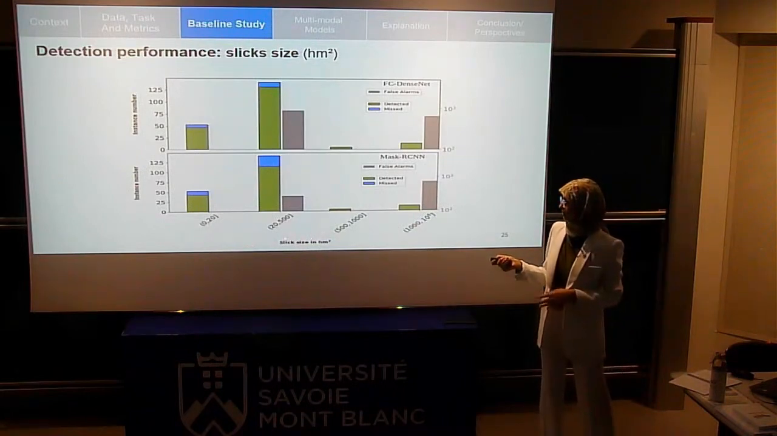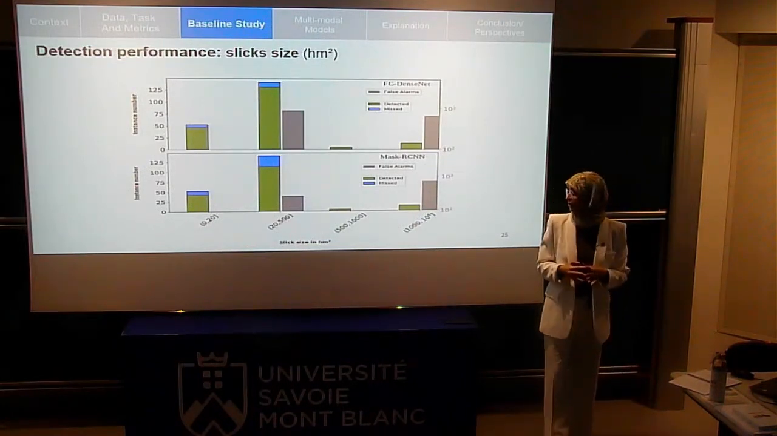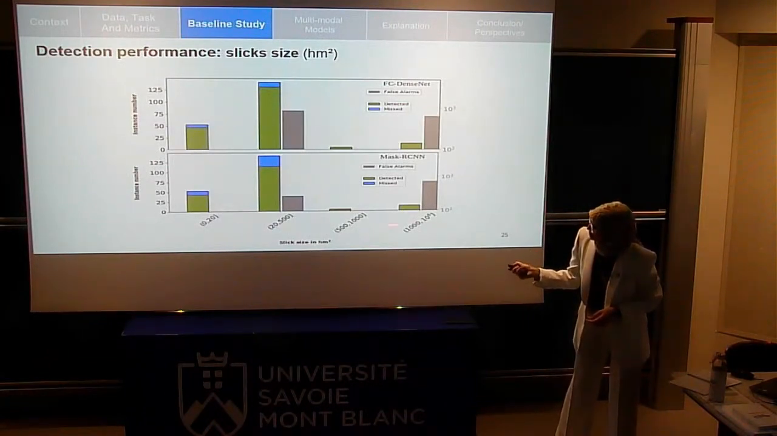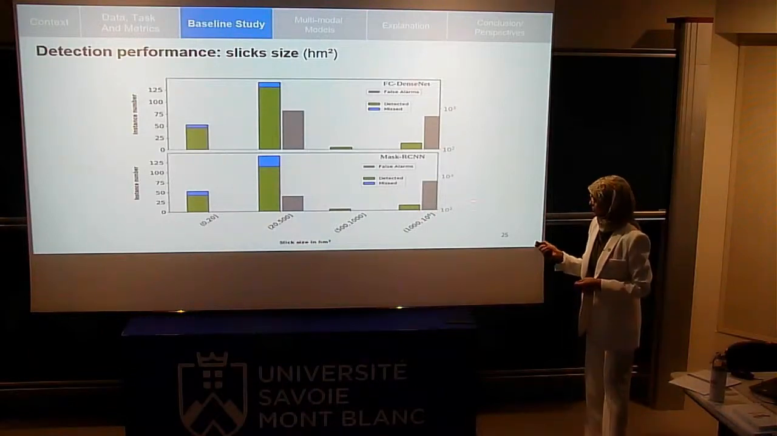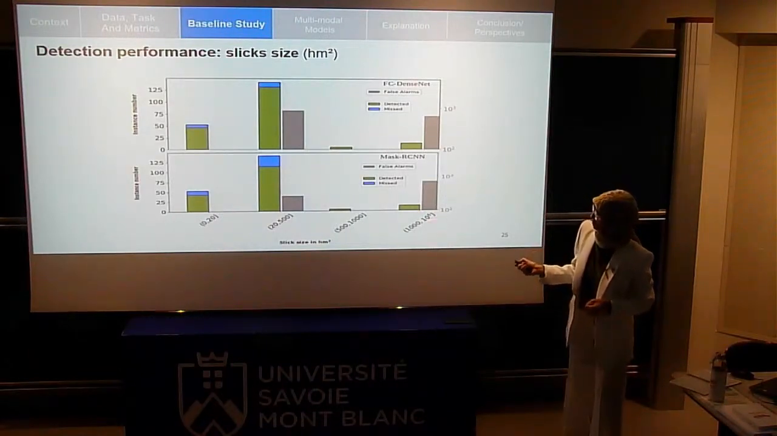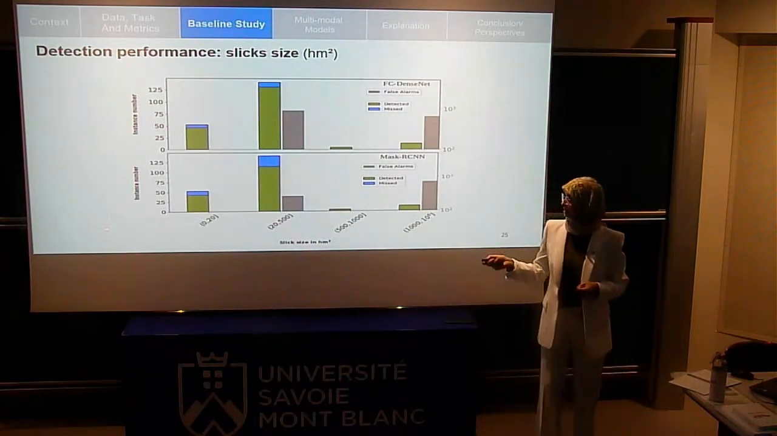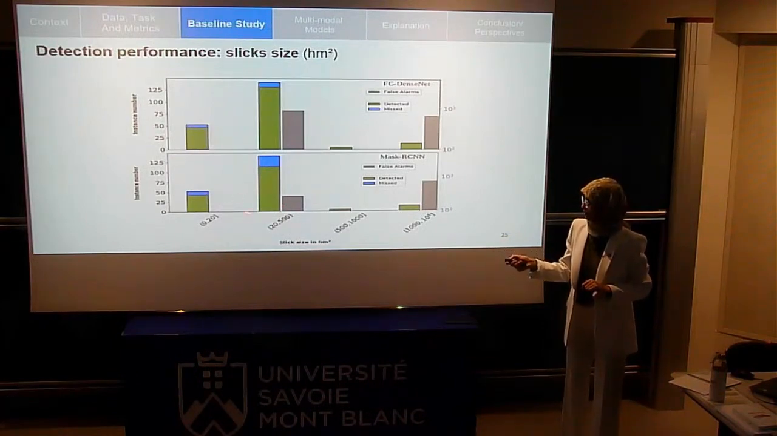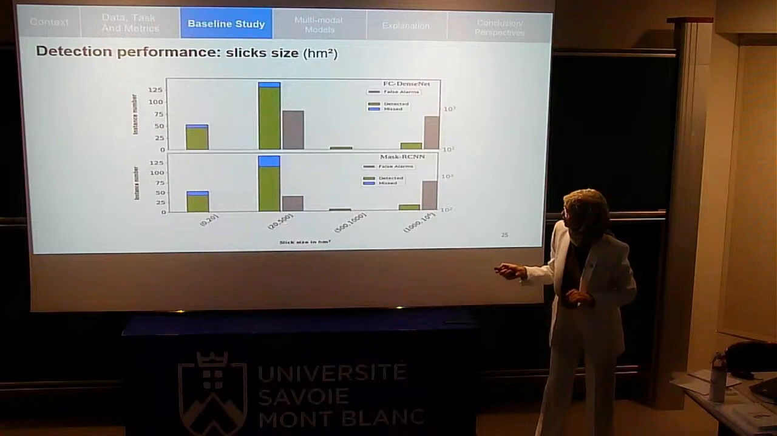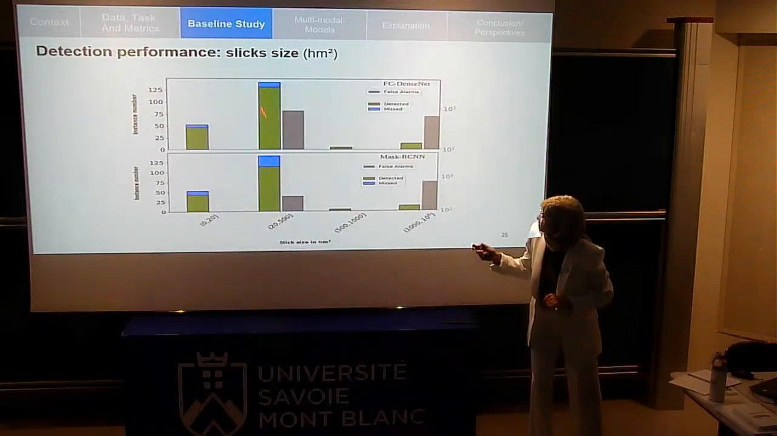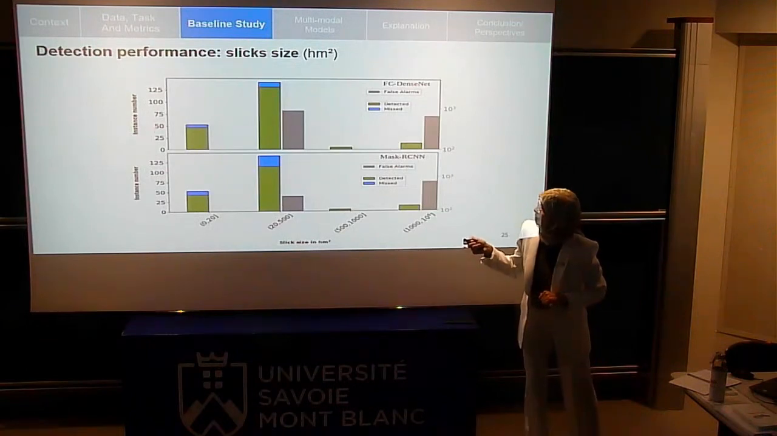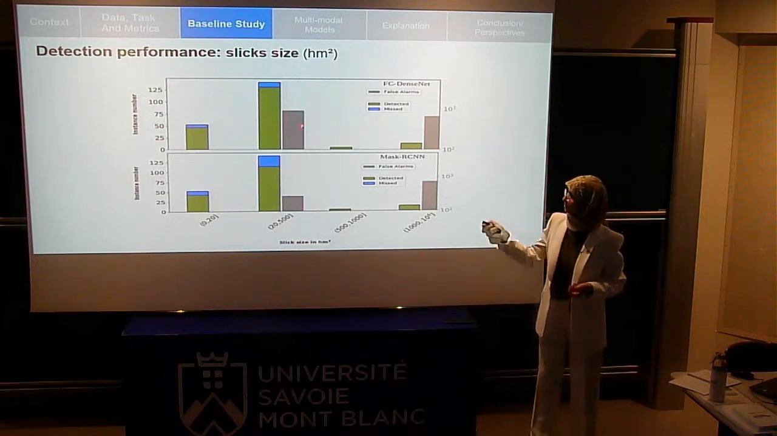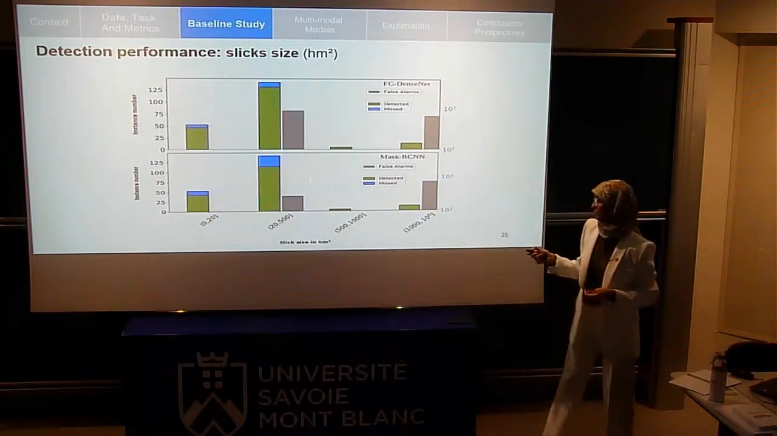This analysis is also done regarding the size of the slick. We can see here the size of the slicks from 20 hectometers squared to more than 1,000 hectometers squared. We can see on the y-axis the instance number. We can see, for example, that the slicks that have medium size, between 20 and 500 hectometers squared, are almost all detected. There are a few missing instances from FCDenseNet and many more with Mask R-CNN. And we can see that we have several false alarms with big and medium size slicks.